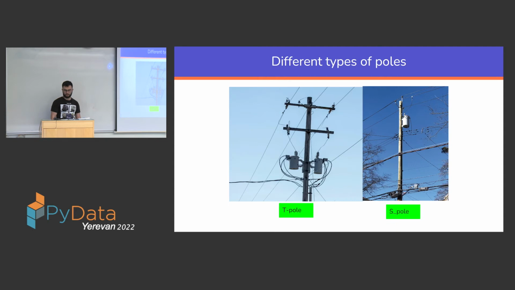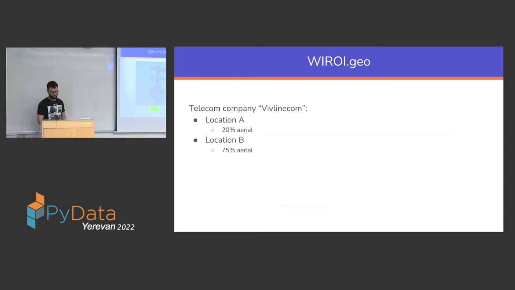Let us also understand one more thing. There are mainly two types of utility poles out there. The first one is T-poles. They're called T because obviously they're T-shaped. They have these T-hands. And also S-poles. S-pole stands for straight poles. They have similar activity as T-poles. They're just missing the T-shaped shape.